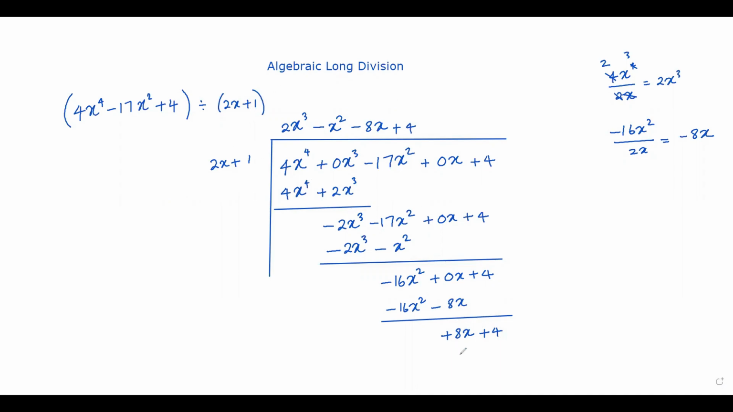So I'm going to do that step now. 4 times 2x is 8x. 4 times plus 1 is a plus 4. So it simplifies to 0. Now we can see, therefore, our answer is 2x cubed minus x squared minus 8x plus 4, which would mean 2x plus 1 is also a factor of this polynomial.